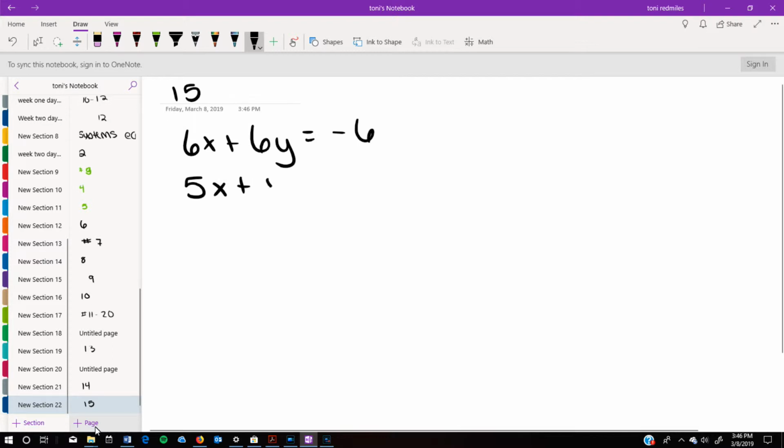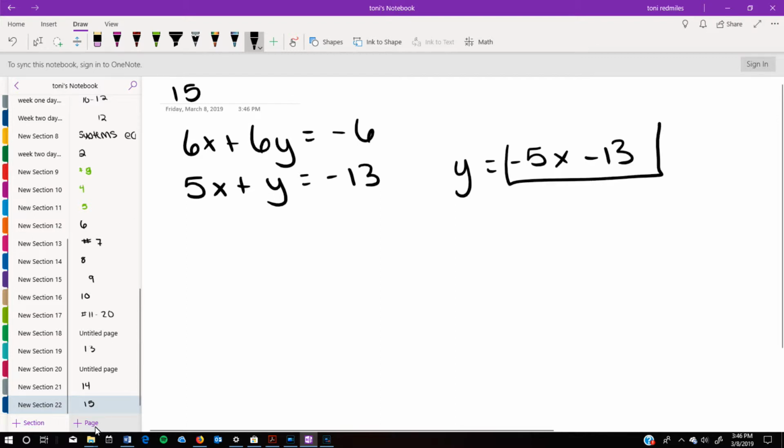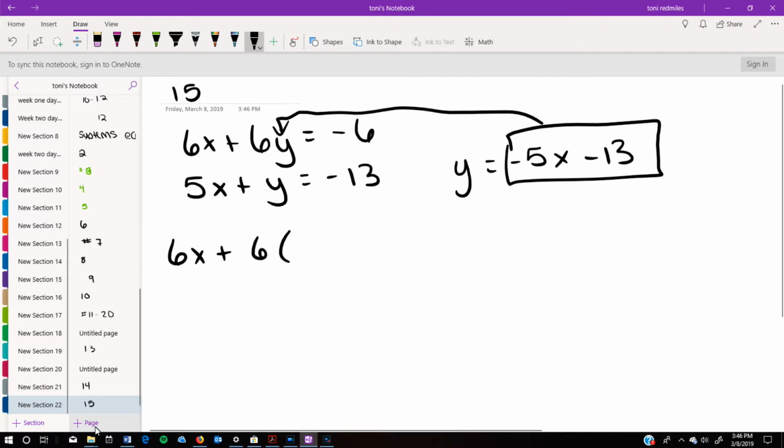The second equation, the 5x plus y equals negative 13, is probably the easiest one to manipulate, so I'm going to make it y equals negative 5x minus 13. Okay, so everywhere I see a y in the first equation, I know what it equals. It equals negative 5x minus 13. This means I'm going to have to do some distributing. So I'm going to distribute through the 6.